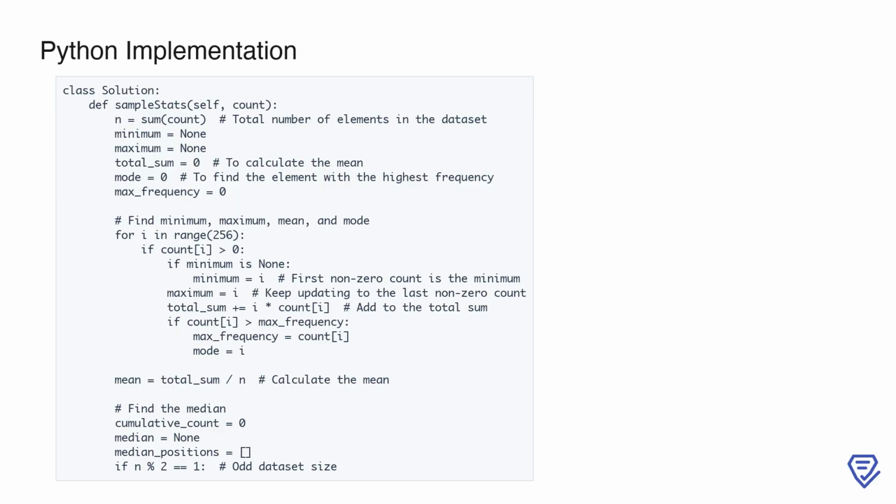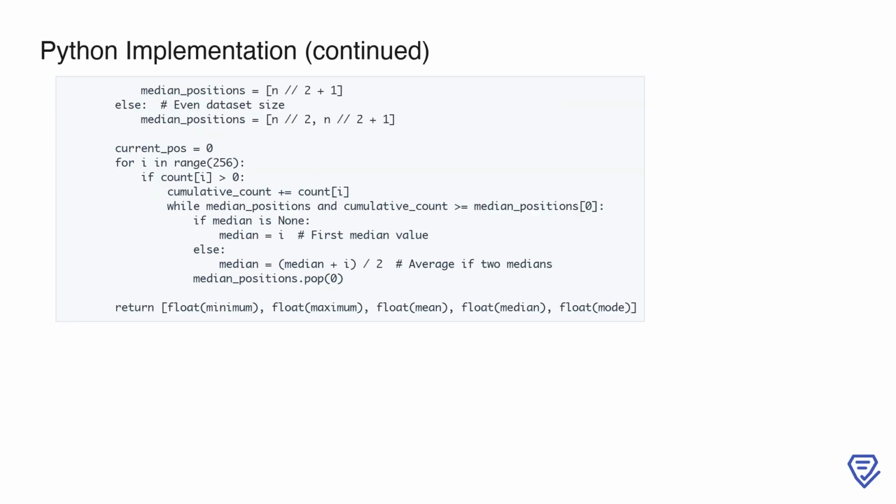At this point, we also prepare to calculate the median by initializing cumulative_count and median, along with a list median_positions to determine the relevant positions for the median based on whether the dataset size is odd or even. If the dataset size is odd, we set median_positions to contain just one value, which represents the middle position. For an even dataset size, we include two positions corresponding to the two middle values.